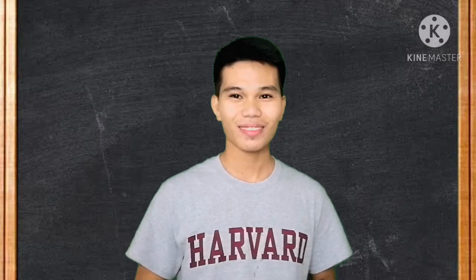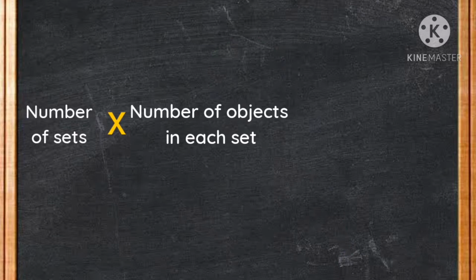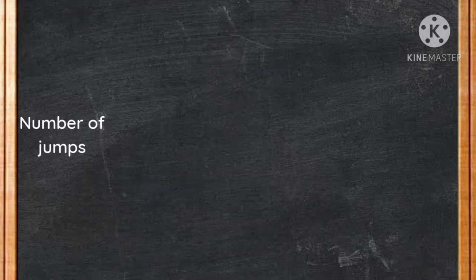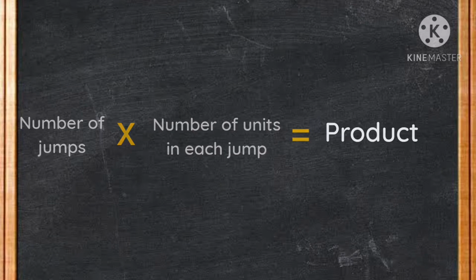For example, we have 3 times 2 is equal to 6. 3 and 2 are called factors, and 6 is the product. When writing a multiplication sentence, we use number of sets times number of objects in the set is equal to the total number of objects. When showing a multiplication sentence using the number line, we use number of jumps times number of units in each jump is equal to the product.